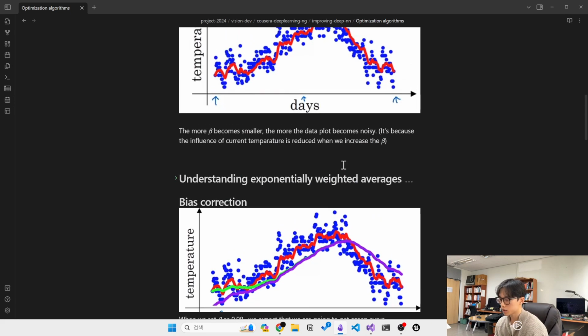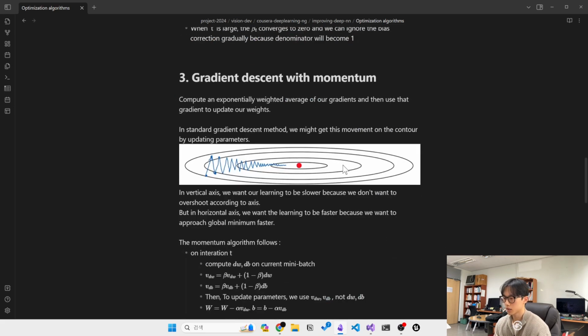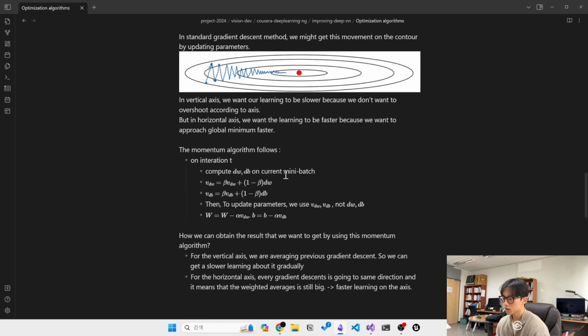By using these exponentially weighted averages, we can optimize our standard gradient descent with momentum. This is the standard gradient descent method we used before. As you can see, on the vertical axis it has a huge oscillation, so we have slower learning of our model in this image. We want slower learning on the vertical axis, but faster learning on the horizontal axis to reach the global minimum faster.